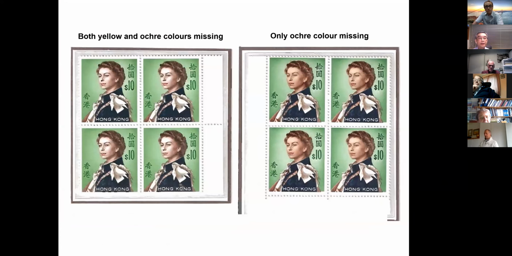And this one is double missing, okay, missing the yellow and the object color. So you can see the face of the print is quite pale. This one is only the object color missing. So this one does not have the object color, but the face still has some. So the face is not very pale.